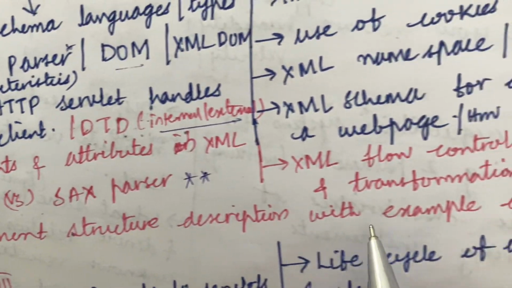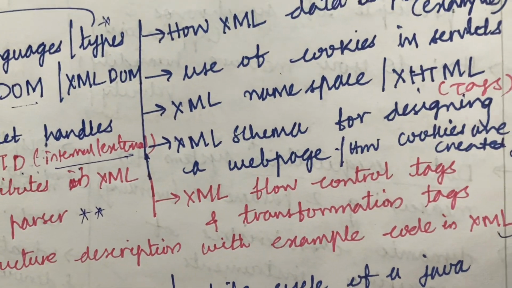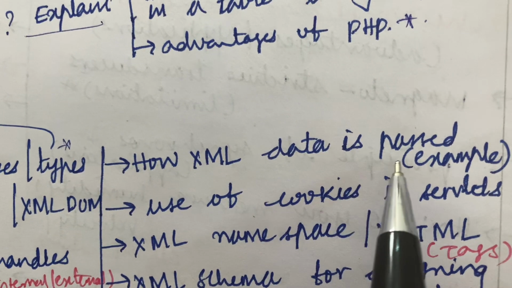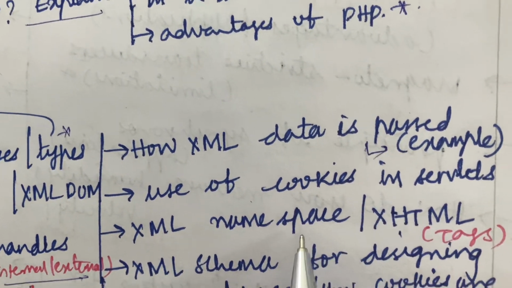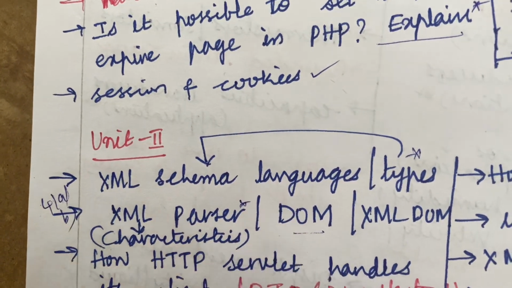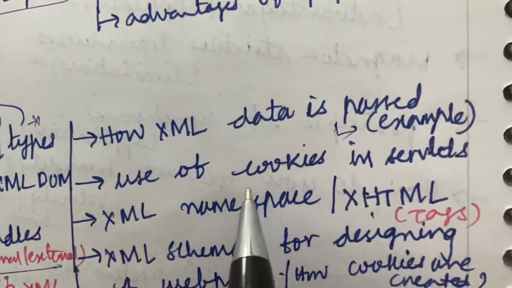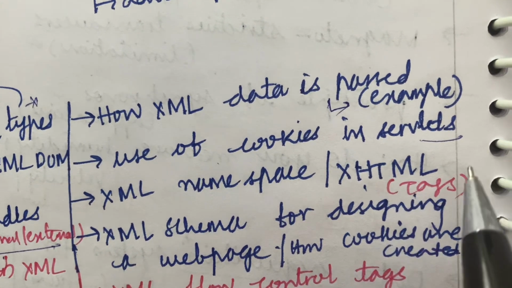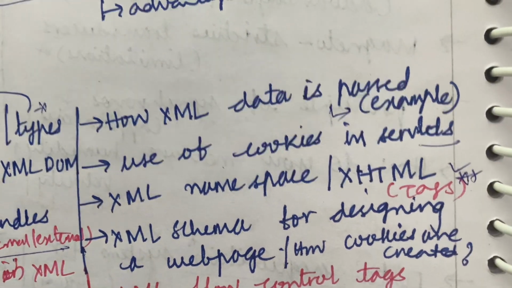Document structure description with example. Code in XML related to XML. You need to work out each and every part, how XML data is passed, give an example, and the use of cookies in servlets, and this may be 4A as well as 4B, dear students. The use of cookies in servlets, and XML namespace and XML tags is said to be a topmost question.